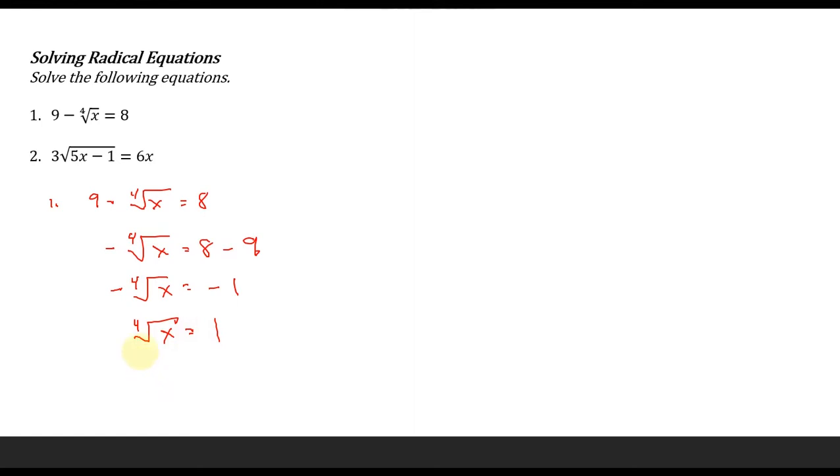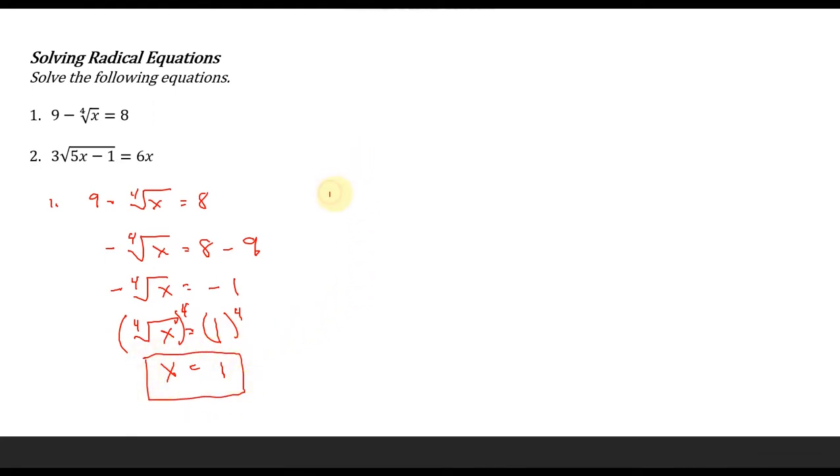And then, to eliminate this radical sign, we're going to raise both sides to 4, which is the same as the index. We're going to have here now x equals 1 raised to 4. 1 times 1 times 1 times 1 is equal to 1. X is equal to 1.